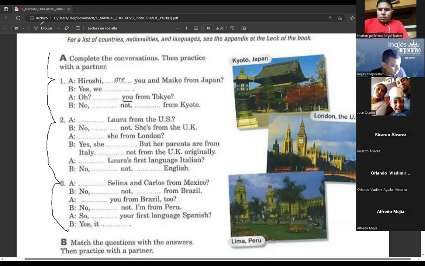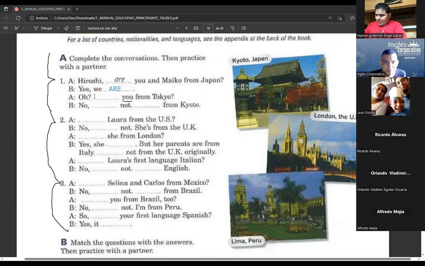Okay, we're going to solve the exercise. Hiroshi, are you and Michael from Japan? Yes, we are. Very good.